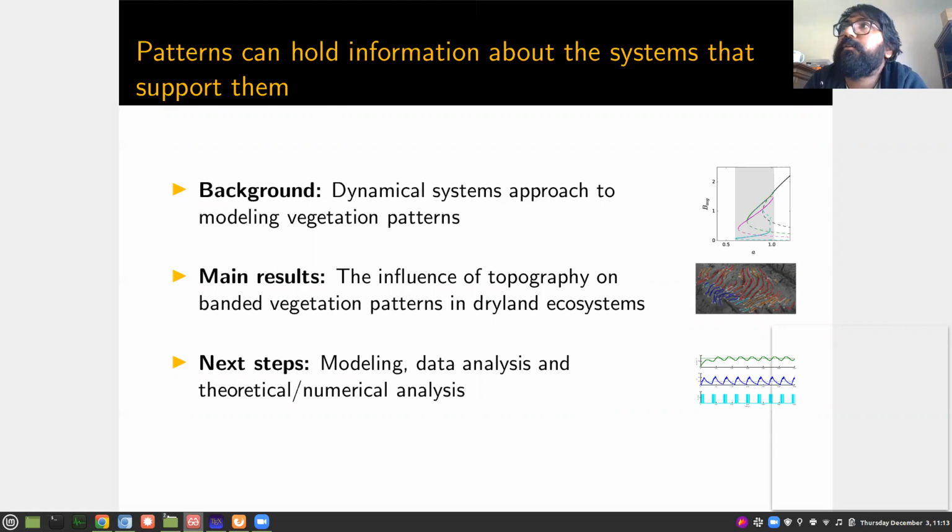And really the underlying idea I want to get across to you all is that whenever we see a system like this that supports patterns, this spontaneous formation of patterns, we can use those patterns to learn something about the system that supports it. Okay, and so that's the main thrust here: given that we have these patterns, how can we use them to learn about the ecosystem that supports them? And then if there's time, I'll talk a little bit more about some next steps that I've been working on with collaborators.